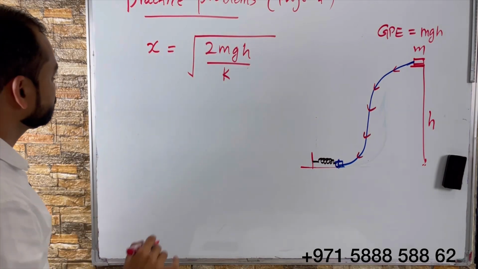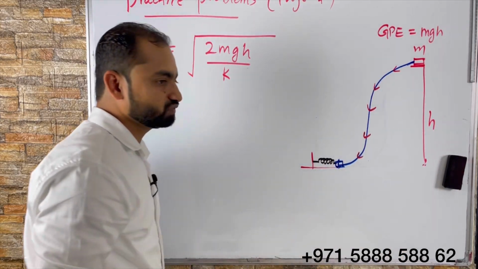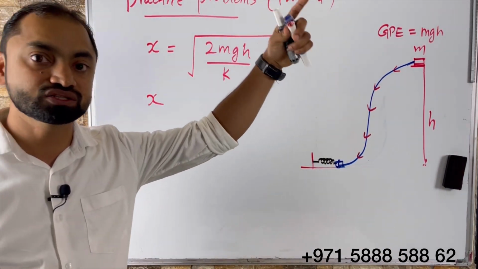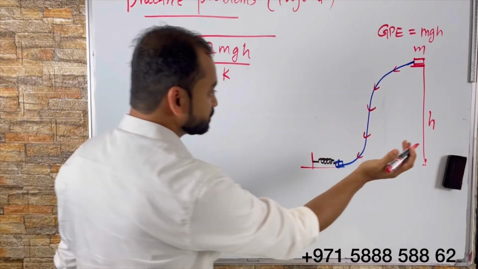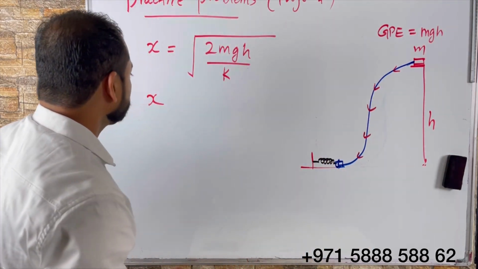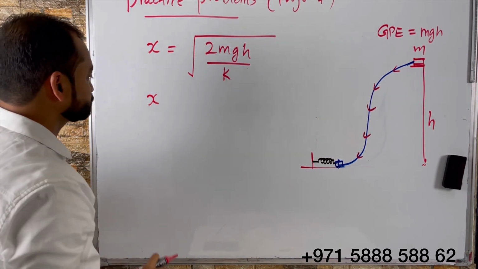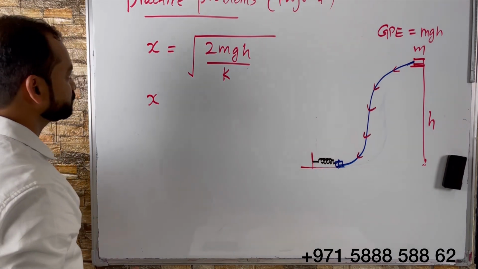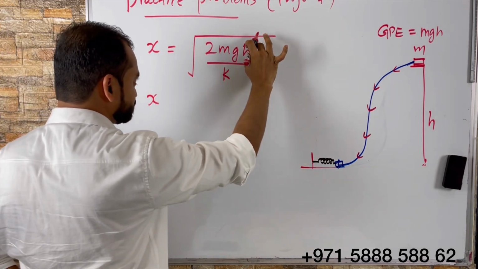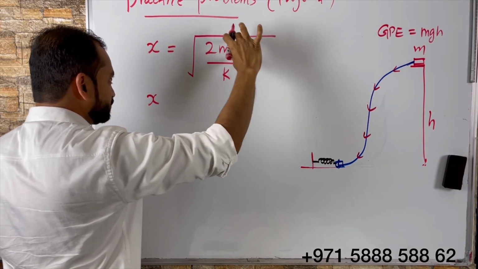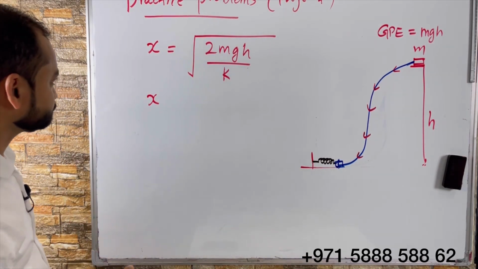So if the height of the hill is increased by 2 times, if the car is on a hill that is 2 times higher than the previous hill, meaning the height is twice the previous height, by what factor will the compression in the spring increase? We can see that the compression depends on the height, right? There is a height h in the equation of x, but h is inside the square root.